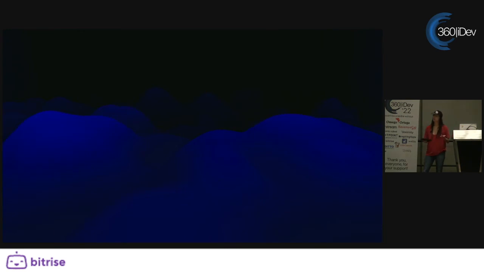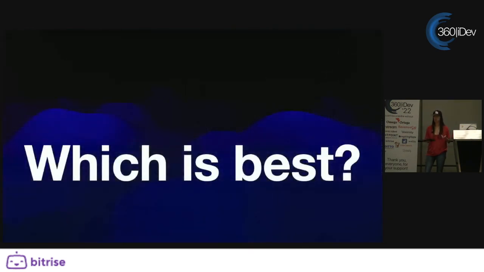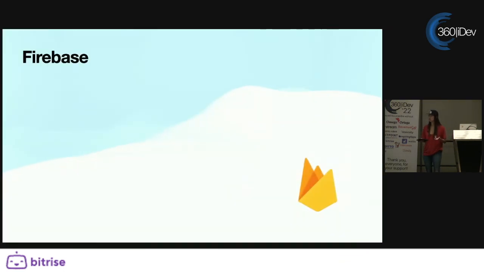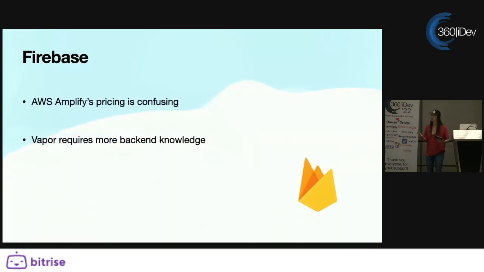But the question still remains, for an indie dev, which one is the best? And right now, my current choice is Firebase because AWS's pricing is pretty confusing. Like I said, if you go onto their website and try to find just AWS Amplify pricing, it doesn't really tell you. It's super flexible because it gives you the option to use a lot of different things. But if you're trying to just get up and running, you don't want to spend way too much time on the database, Firebase is the easiest choice, I think.